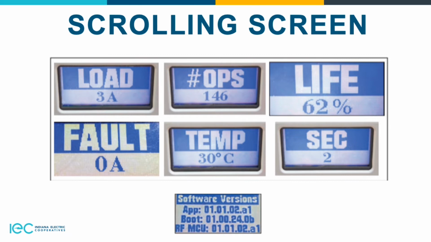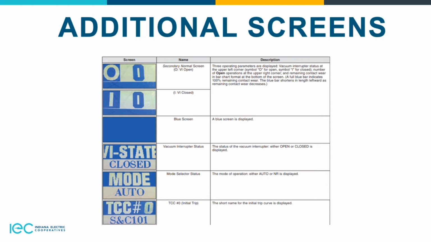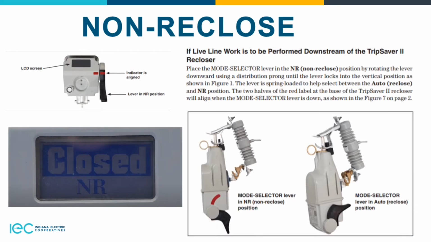And then you have your sectionalized mode, which counts the circuits before it drops open. So this one is set to 2. Then you have your software version, which gives you the newest version of the TripSaver and where you're at. Here are some additional screens that are optional as well. There's up to 24 of them, like I said. You have several options of screen displays that you can set up. It's just whatever you decide to do.